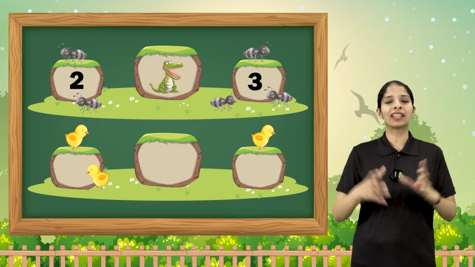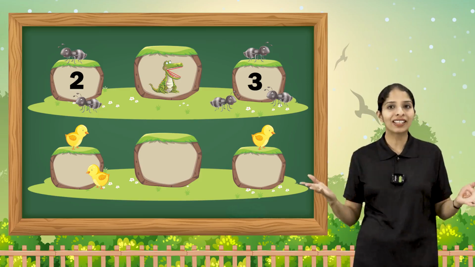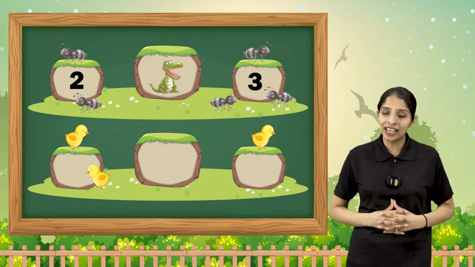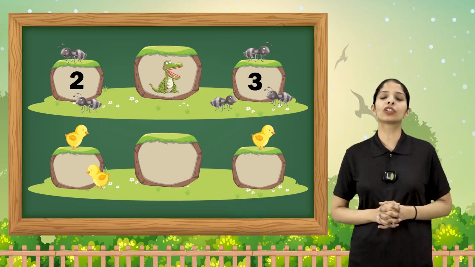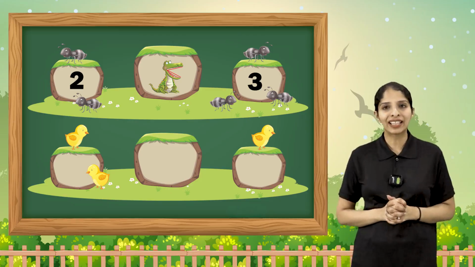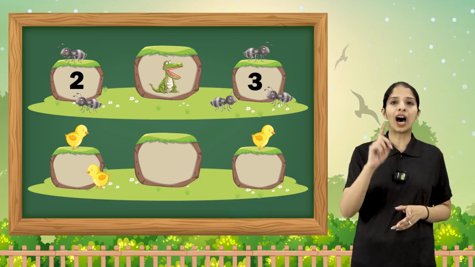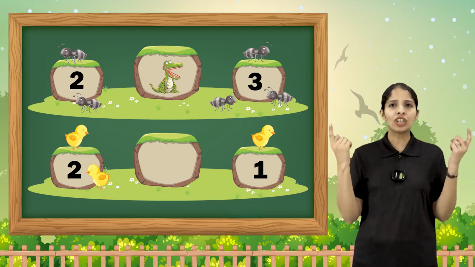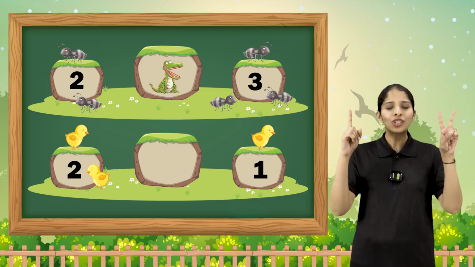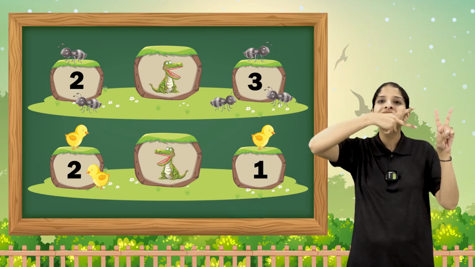Now in the next set, there are chicks given to us on the left side and on the right side. Let's count and write the number and then put the appropriate sign. Let's count the number of chicks on the left side and then on the right side and then put the appropriate sign. So on the left side, 1, 2. On the right side, only 1. Which number is bigger, 2 or 1? 2. So the crocodile will open his mouth towards 2.